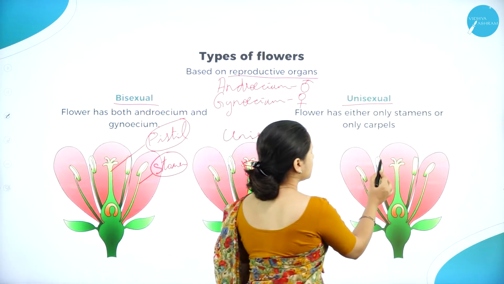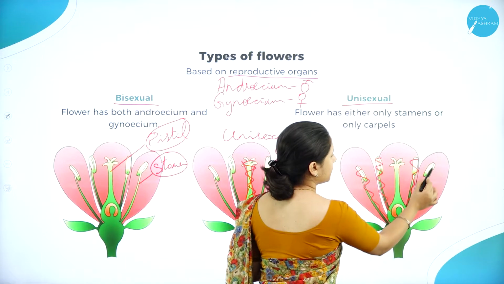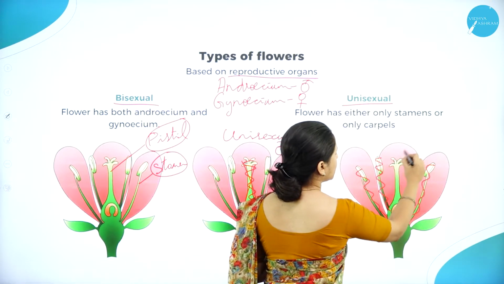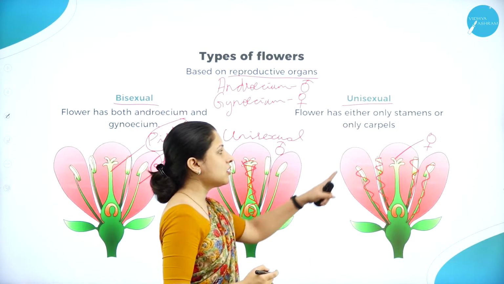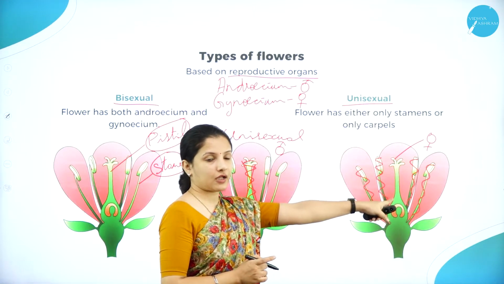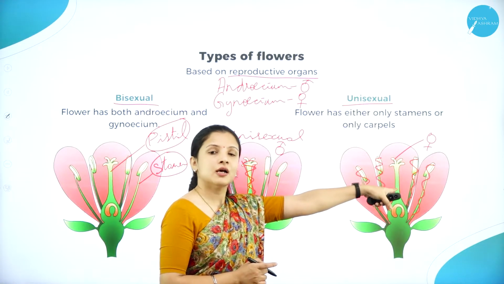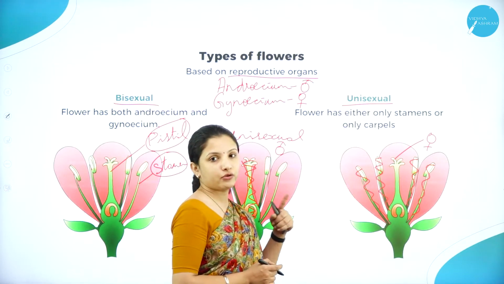Again here I'll remove the male reproductive part, all this in a flower will not be there, and only the female reproductive part will be there. Again, here also only one sex is present, or only one sexual organ is present in the flower, that is the gynoecium or the carpel, so they are the pistil. So therefore this flower is also unisexual.